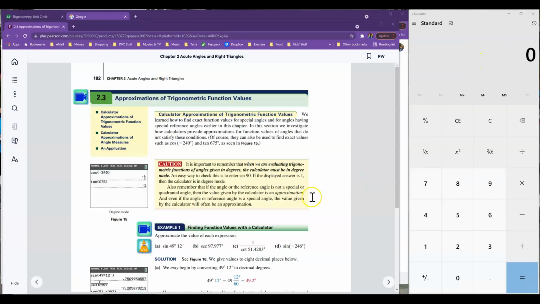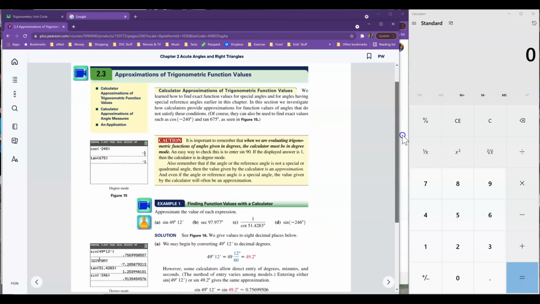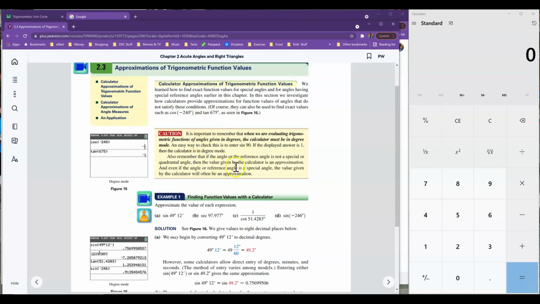And what I'm doing instead here is I have the Windows calculator I've opened up here on the right, and I have where 2.3 starts in the book here on the left, so I can demonstrate with a different calculator than they're demonstrating with in the slides. Okay, so having said that, this begins on page 182, and we can see there's this same cautionary box here.